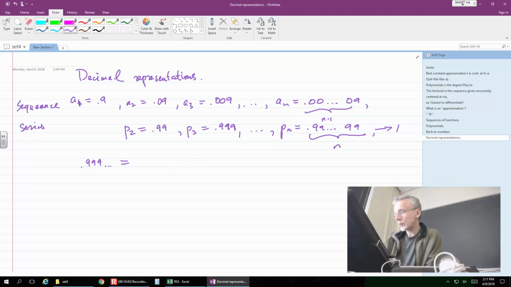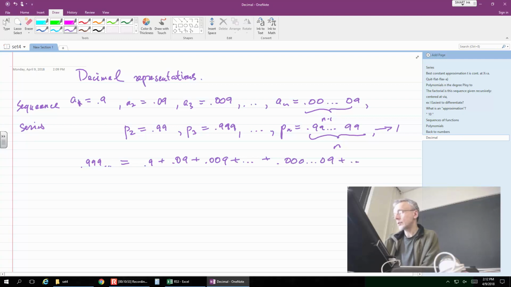So it is equal to the sum of these: 0.9 plus 0.09 plus 0.009, and then you have a bunch of zeros. So it is an infinite sequence, and it's still to be explained why. Well, it seems to be convergent, so we are okay here. But I want to point out what we would like to do.